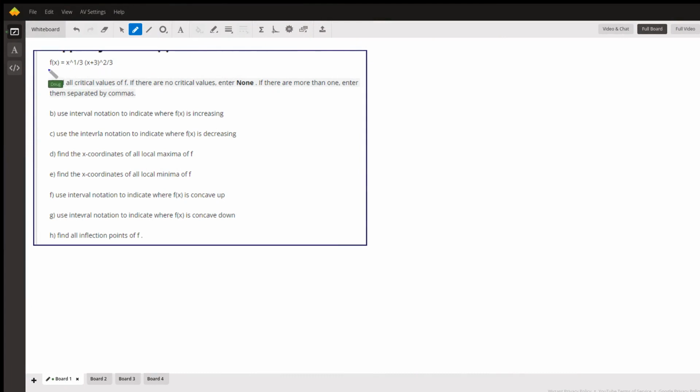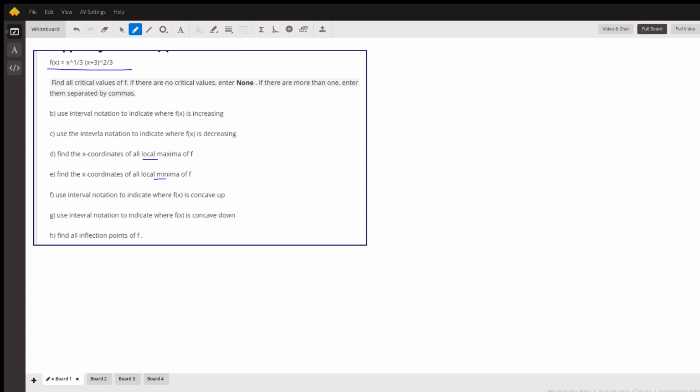Okay, this video is going to look at this function and find first and second derivatives so that we can locate where the function is increasing, decreasing, where the local maximum and minimum are, and where the curve is concave up or concave down. And if it changes, where's the point of inflection?